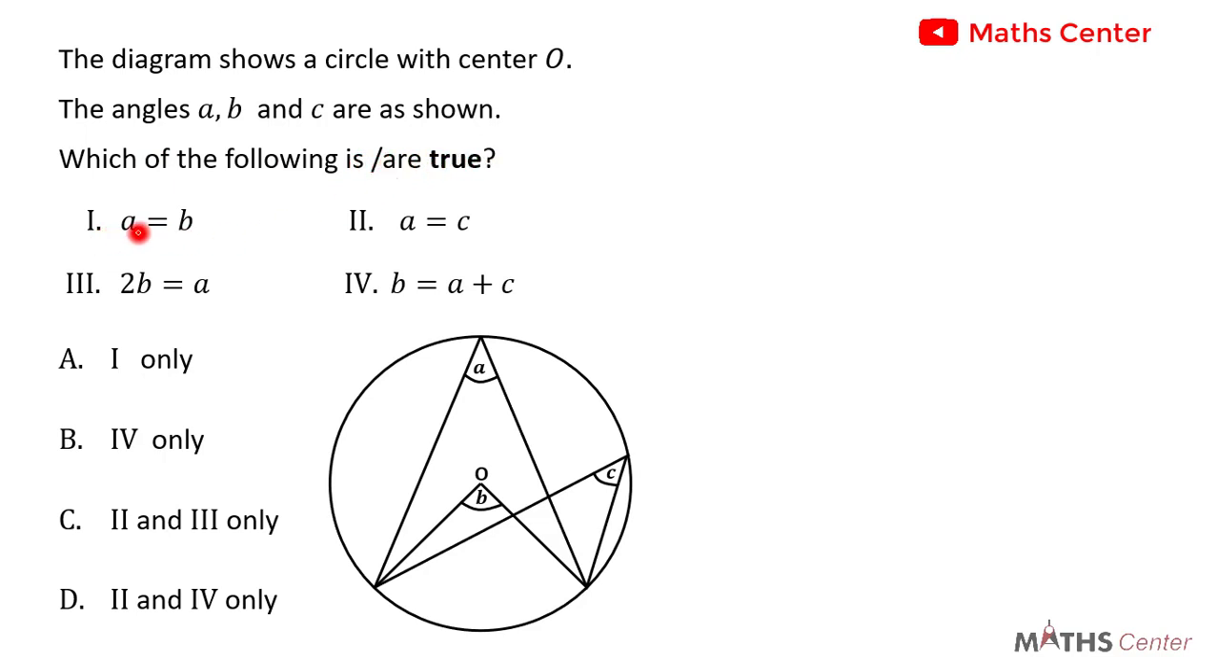The first one is A is equal to B. The second one is A is equal to C. The third one is 2B is equal to A. And the fourth one is B is equal to A plus C.